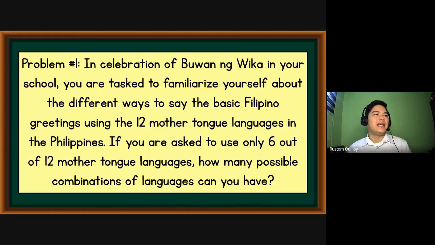Again, ang formula natin, n factorial divided by r factorial, quantity n minus r factorial. Ang n ay 12, ang r ay 6. How many possible combinations of languages can you have?